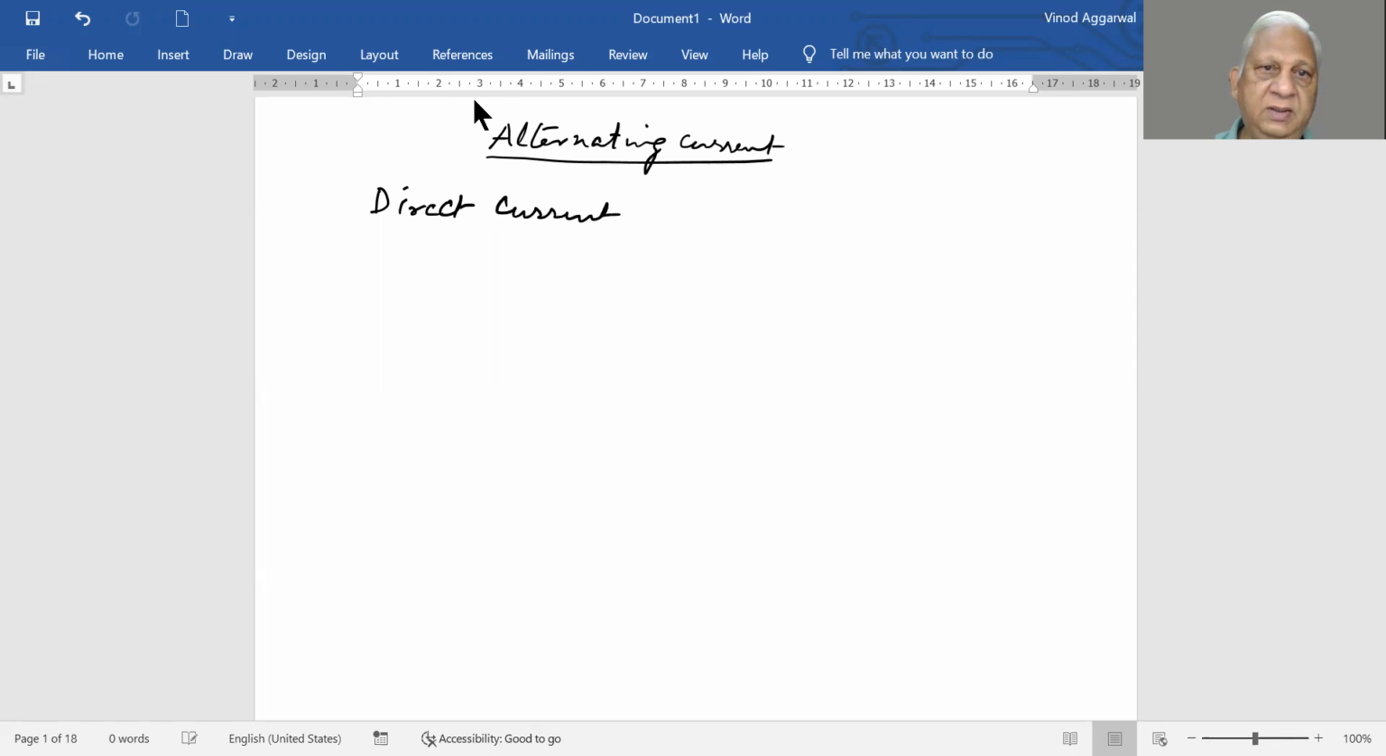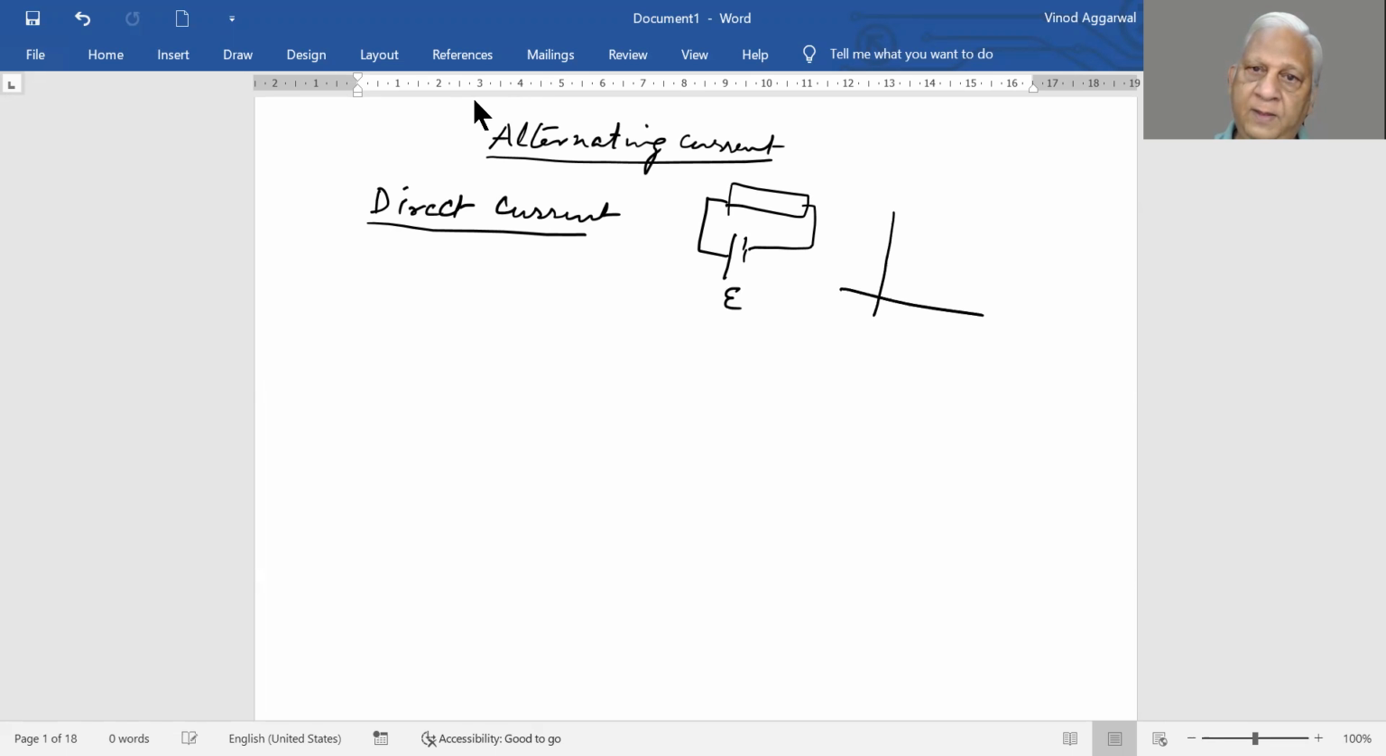What do you mean by direct current? Direct current means if you have a battery and any circuit, the voltage that is supplied, if you plot time versus voltage, it is more or less constant.